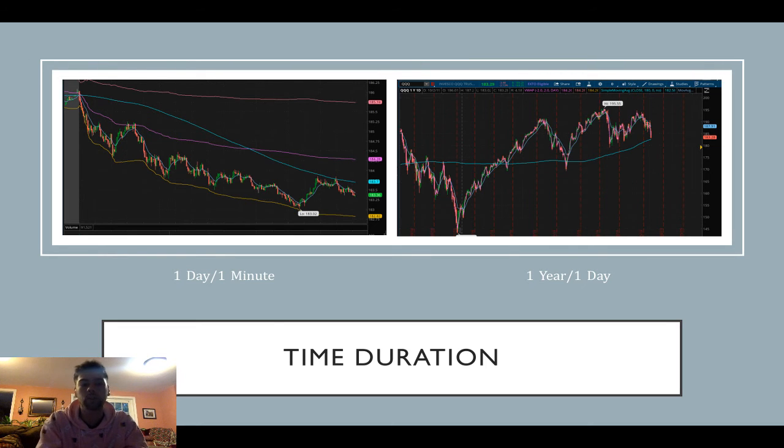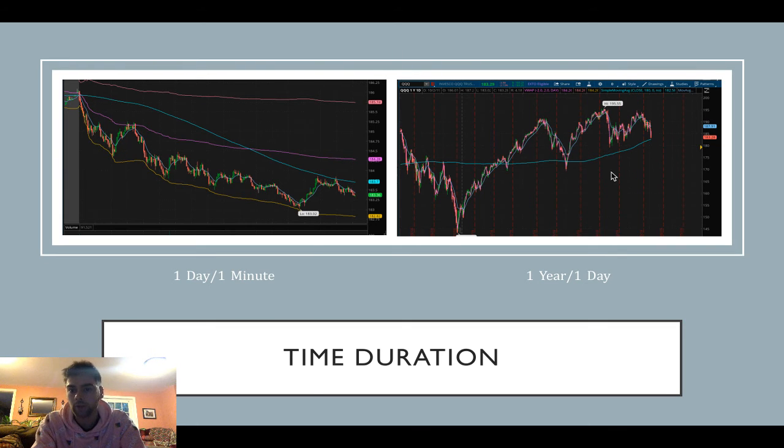So on the left here, we have a 1-day graph, and each candlestick is a 1 minute time frame. Okay, and on the right, we have a 1-year graph, and each candlestick is a 1-day time frame. So if you look over here, this graph represents just 1 day. You can't really see it, but each little candlestick represents price movement for 1 minute.